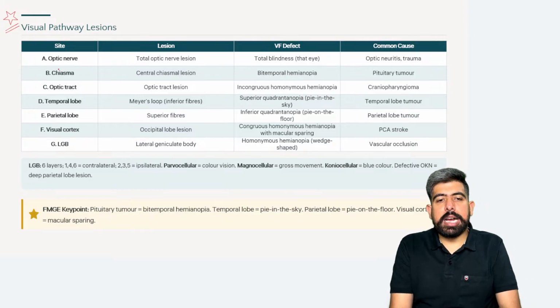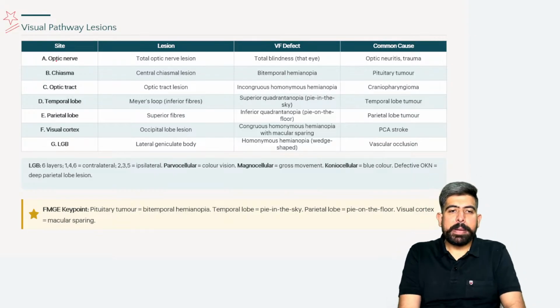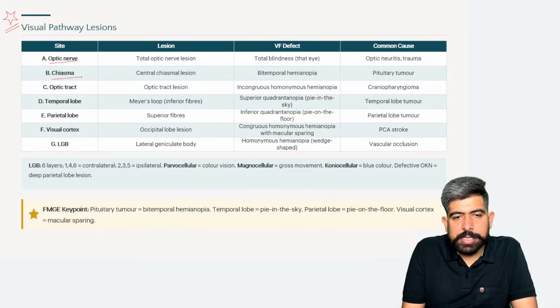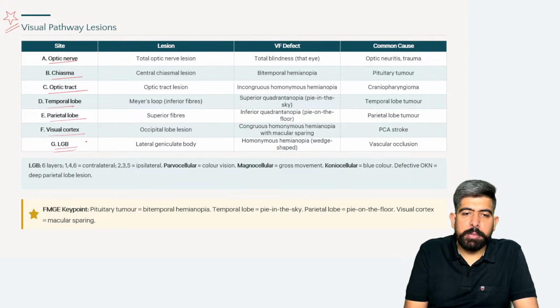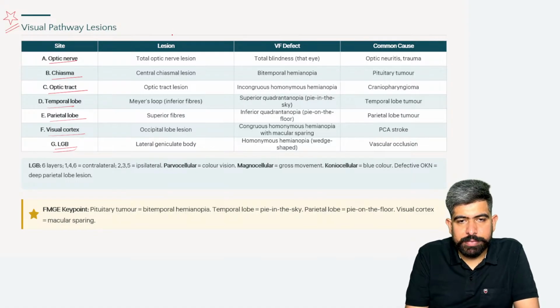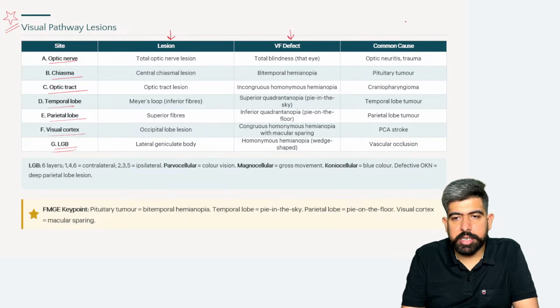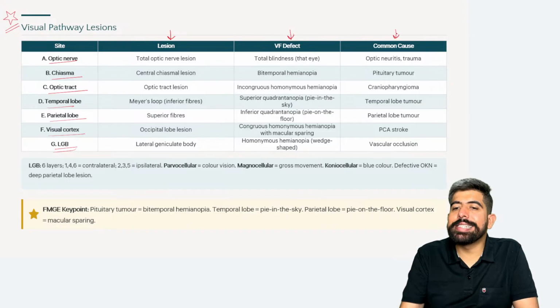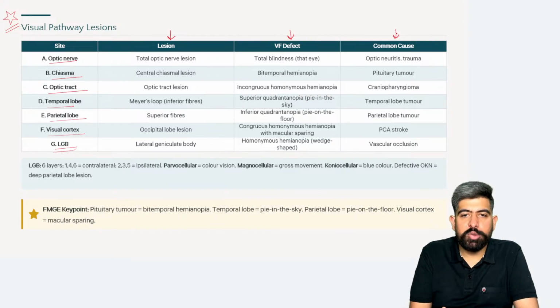Lesions are seen over here, like at the optic nerve, optic chiasma, optic tract, temporal lobe, parietal lobe, visual cortex, and the lateral geniculate body. Lateral geniculate body. So now, if we're talking about this, what kind of lesion? First, second, we have the visual defect. What kind of defect will be seen? And what are the causes? The common causes we have to talk about.